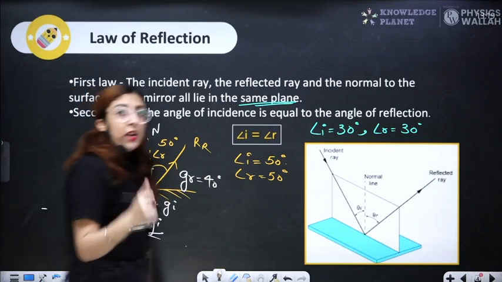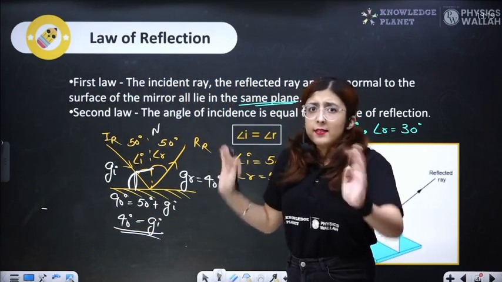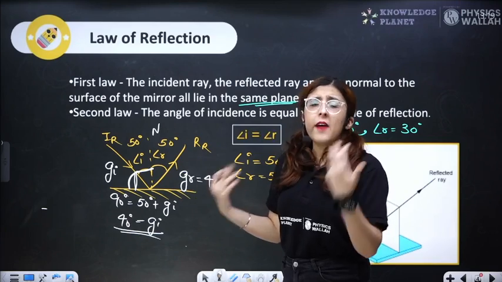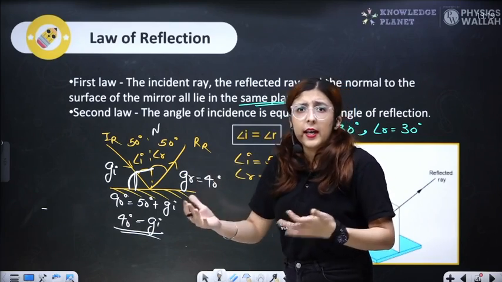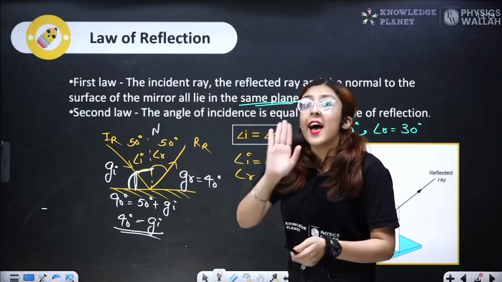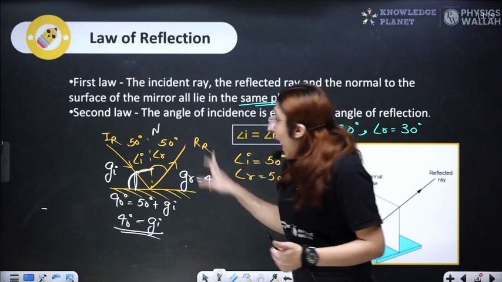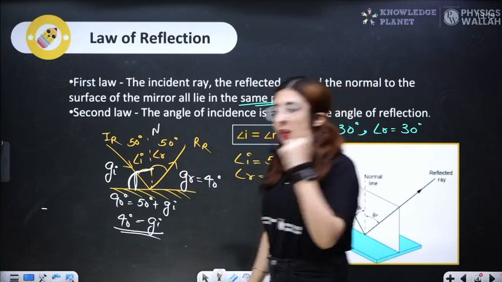Are you getting me, everyone? How do we use this information? In a similar way, if the angle of reflection is given to you as 30 degrees, then certainly you can use it for the angle of incidence, the glancing angle of incidence and the glancing angle of reflection. Okay, now as this is clear, one more thing we are going to add over here.